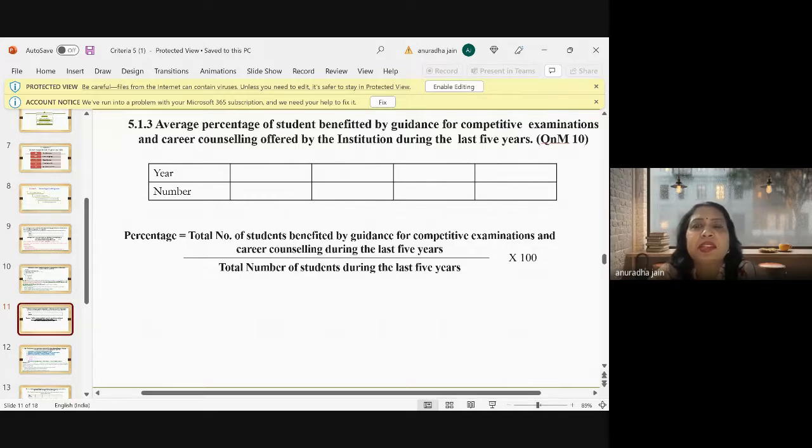Suppose only 10% or 20% of the students are benefited. So what is the purpose of this type of metric? All our accreditation agencies and statutory bodies want that maximum students should be benefited. Because if only a handful of students benefit from these initiatives, the purpose will not be served. The purpose of any educational institution is to give benefit to all the students, all the stakeholders, not just a few. Therefore, they calculate in terms of percentage, and accordingly the marks are given to the institution.